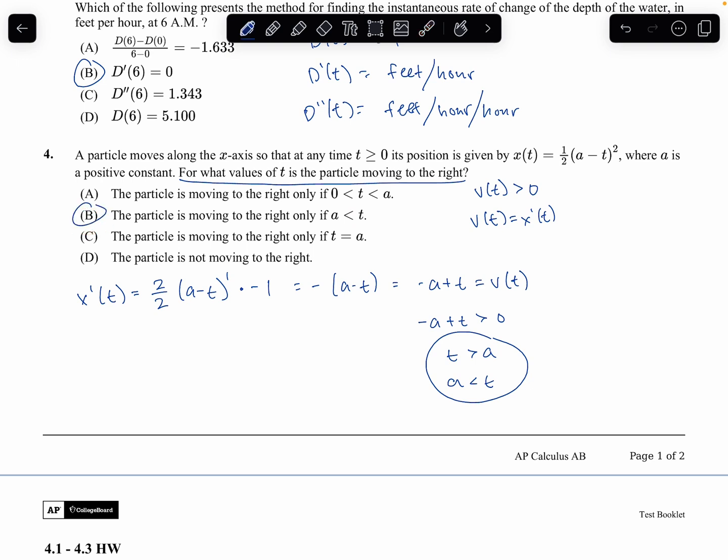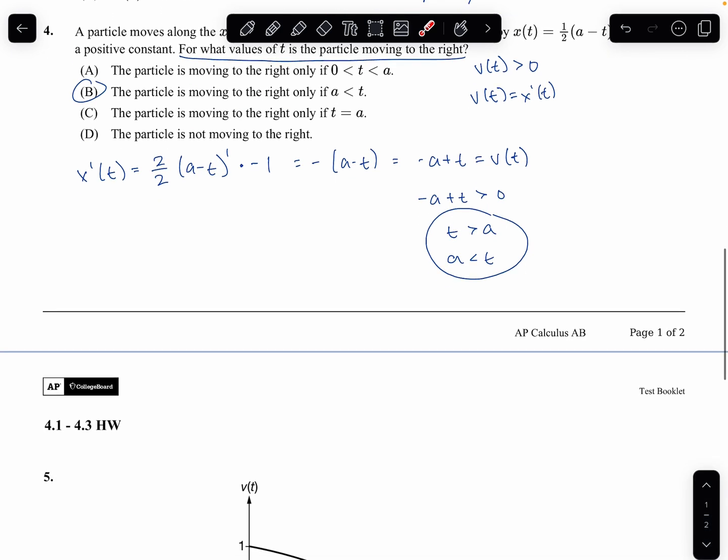It's not going to be c. Not whenever they're equal to each other. The particle is not moving to the right. That is also not the case. So it's got to be b.